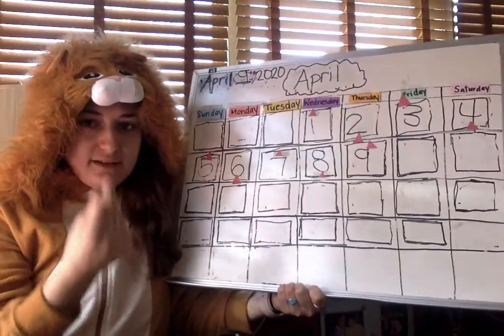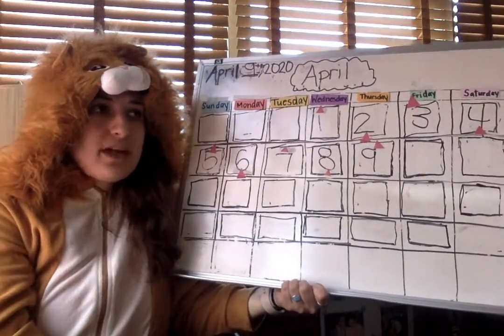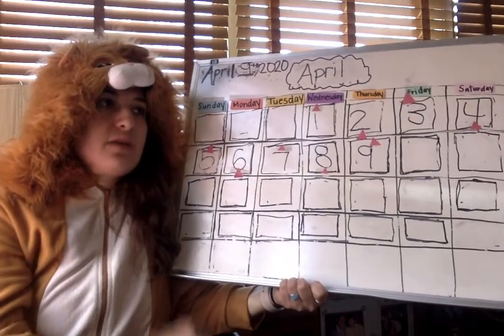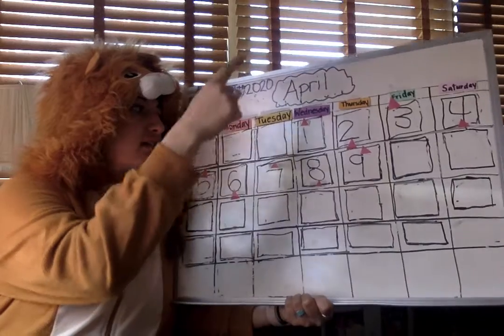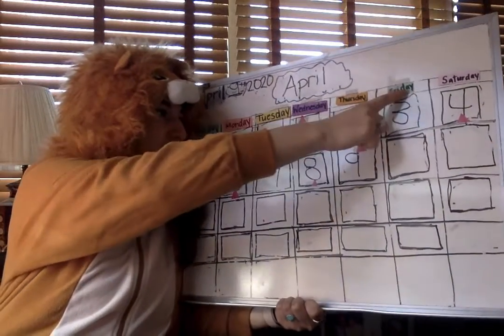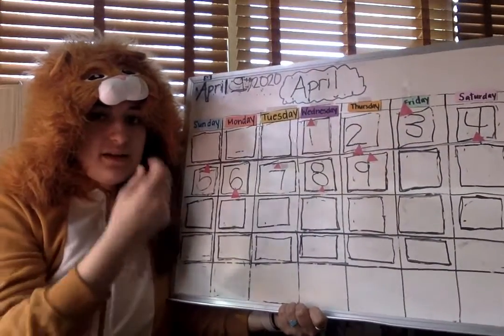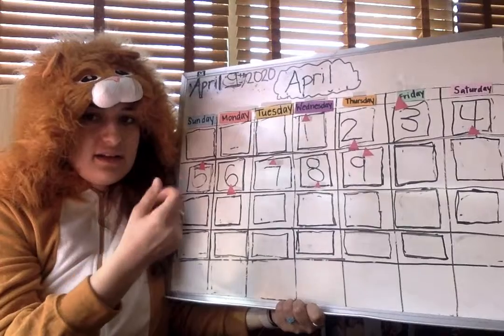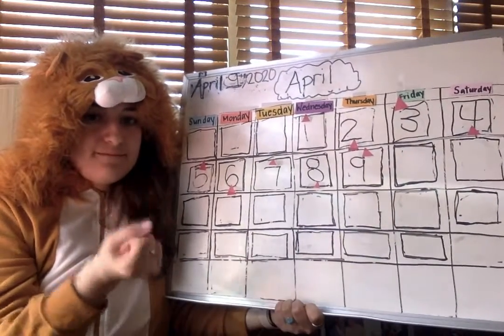Days of the week. Days of the week. Days of the week. Days of the week. Days of the week. There's Sunday and there's Monday. There's Tuesday and there's Wednesday. There's Thursday and there's Friday. And then there's Saturday. Days of the week. Days of the week. Days of the week. Days of the week. Days of the week.